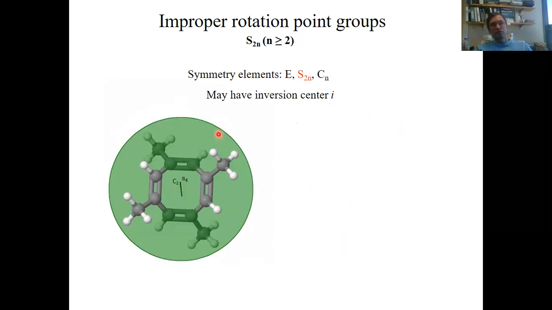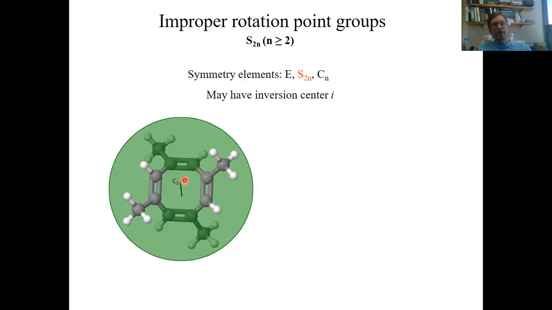Okay, now what's left is the so-called improper rotational point groups. They are denoted S2N. And in this case, you have, in addition to the identity, a principal axis, and then an improper rotational axis that has 2 times the order of the principal axis, but no other symmetry element except an inversion center that may or may not exist. So here's an example for this kind of point group.